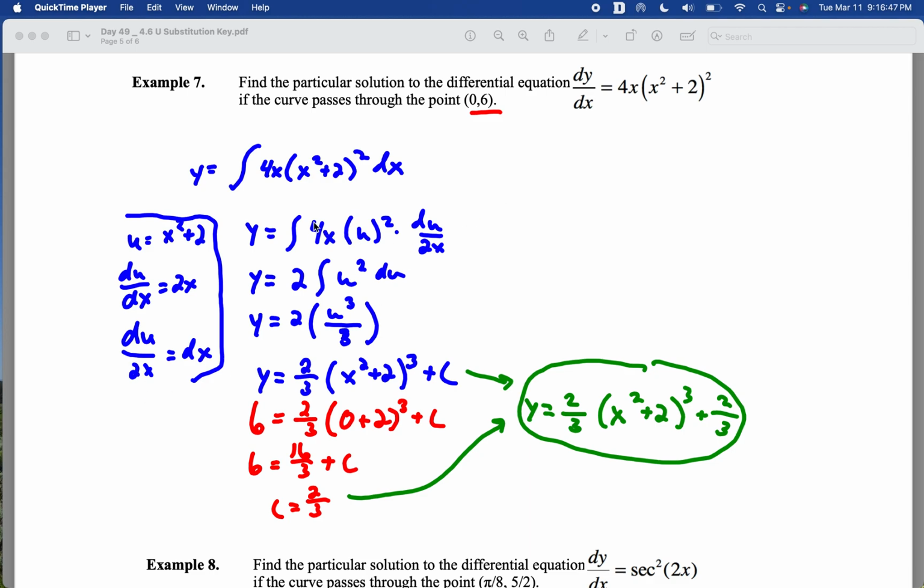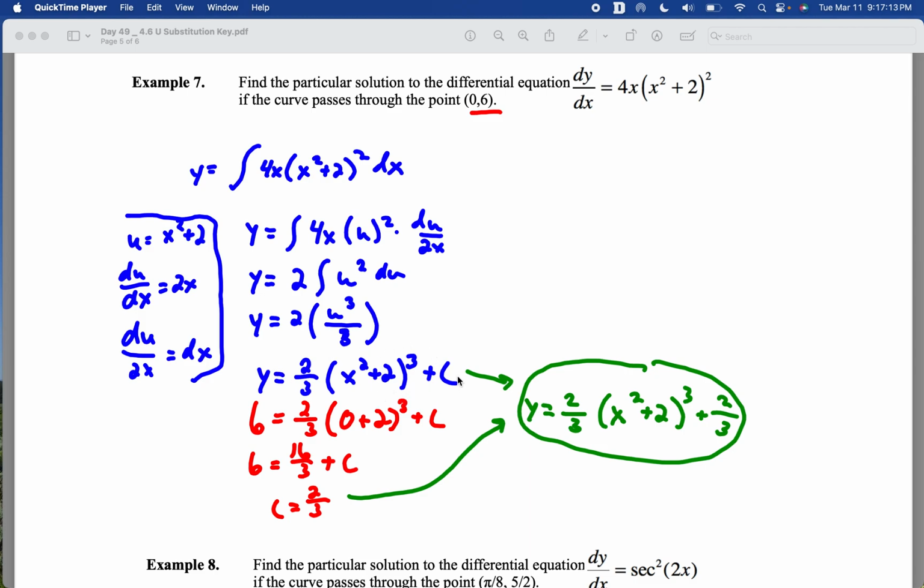Okay, and now you can see that the 4x and the 2x can reduce to just a 2, and I can take that 2 out. So now I just have u squared du. If I do the power rule, I add 1 and divide. So this gives me u to the third over 3. And 2 times 1/3 gives me 2/3. And I can plug in x squared plus 2 back in for u. So this is my general solution.